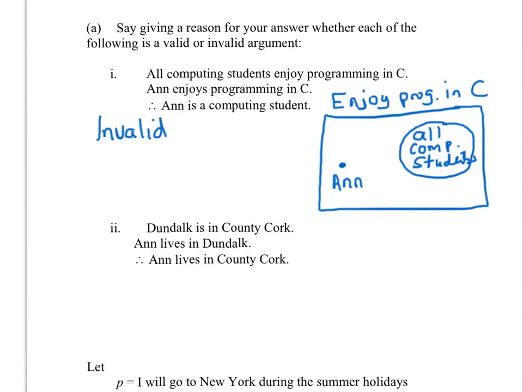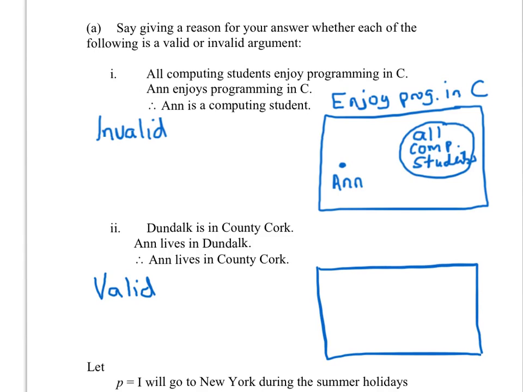Now if we look at part 2, the argument reads, Dundalk is in County Cork, Anne lives in Dundalk, therefore Anne lives in County Cork. This particular argument turns out to be a valid argument. Again, if I was to explain why, it probably is easiest by looking at, again, a diagram that would represent this. Here again I have a box, and this box here actually represents County Cork.